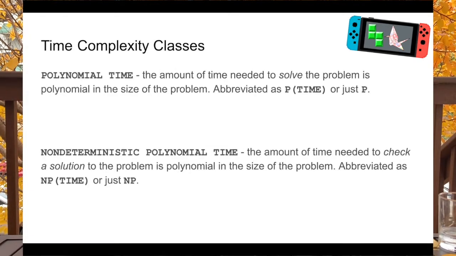Here are two categories of time complexity. The first is polynomial time, or just P for short. These are problems that can be solved in an amount of time that is polynomial with respect to the size of the input. If you don't know what that means, it just means that those problems can be solved very quickly. And the second category is non-deterministic polynomial time, or just NP for short. For these problems, although it might not be possible to solve them in polynomial time, it's possible to check their solutions in polynomial time.